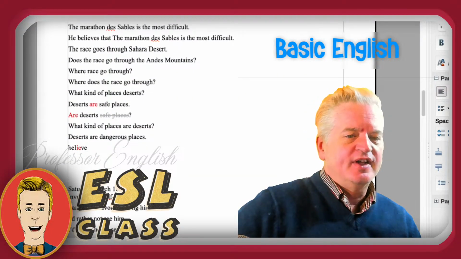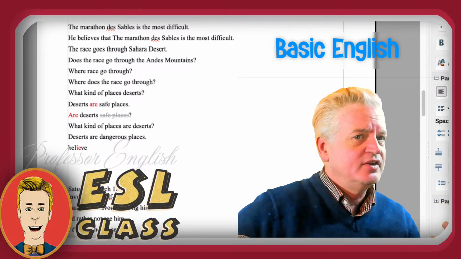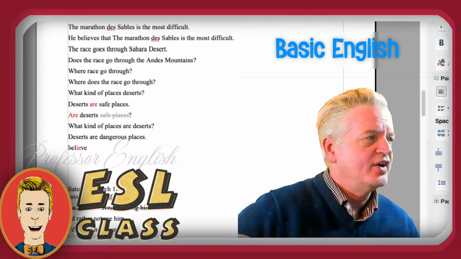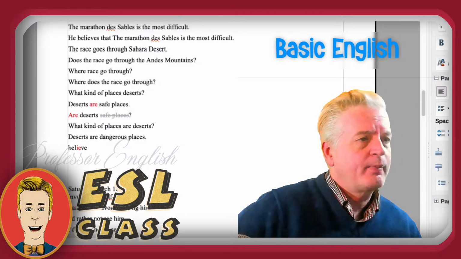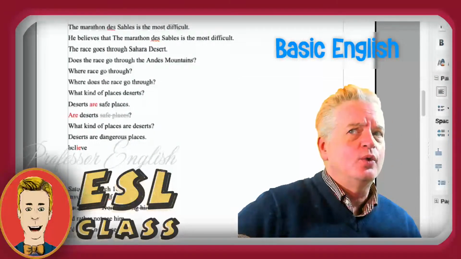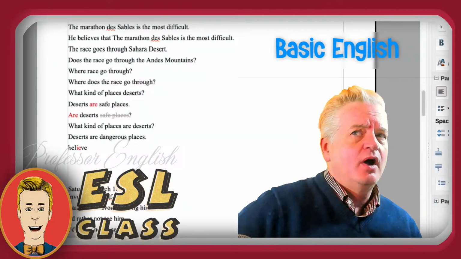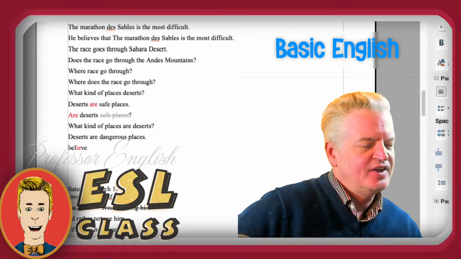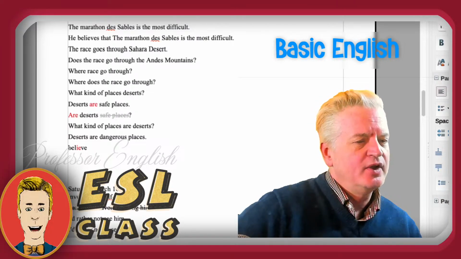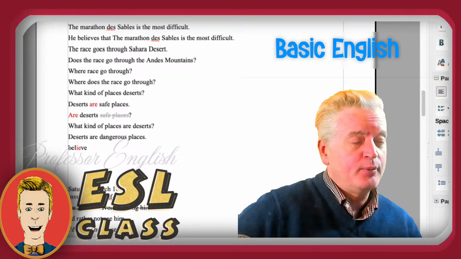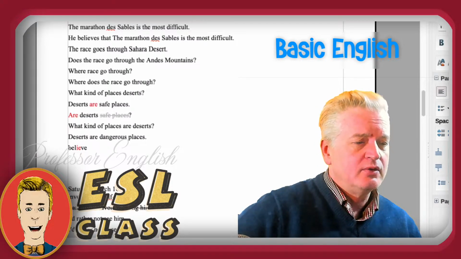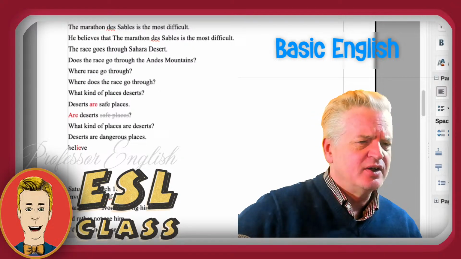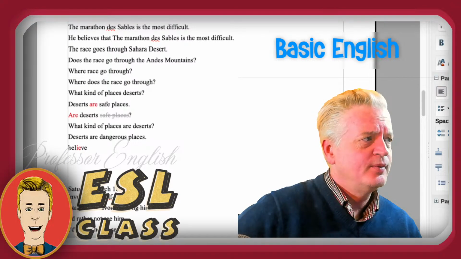Now, in the article, it said that the Sahara Desert is a dangerous place, or deserts are dangerous places. How would you make a yes/no question if we say deserts are safe places? Are deserts safe places?